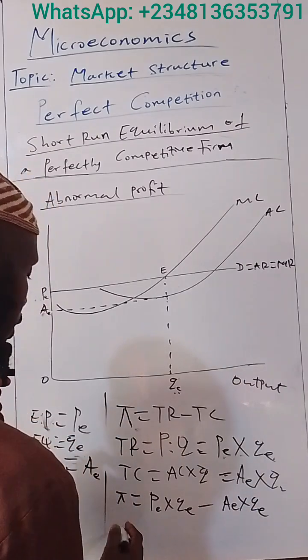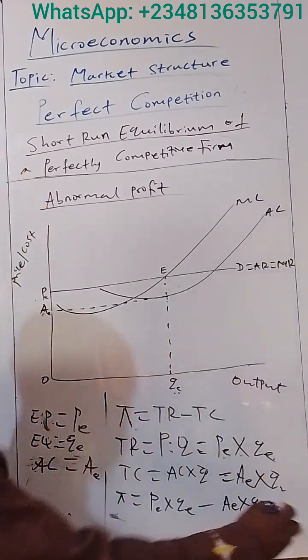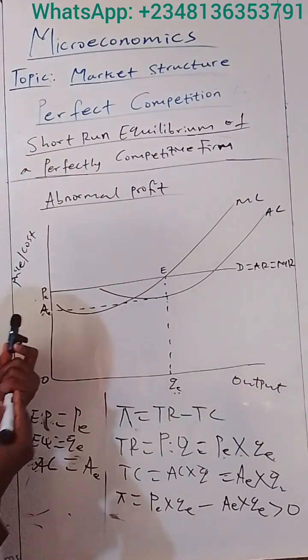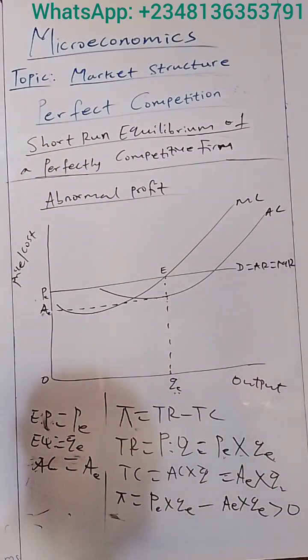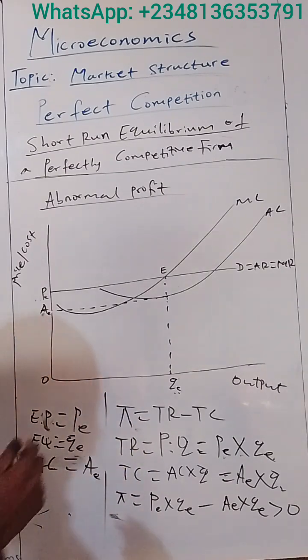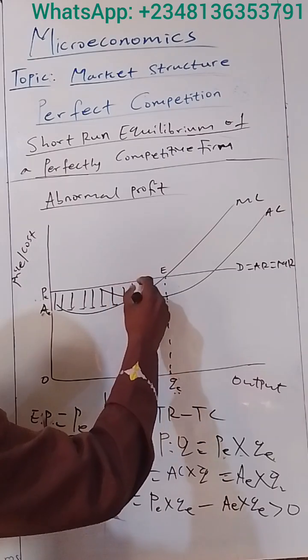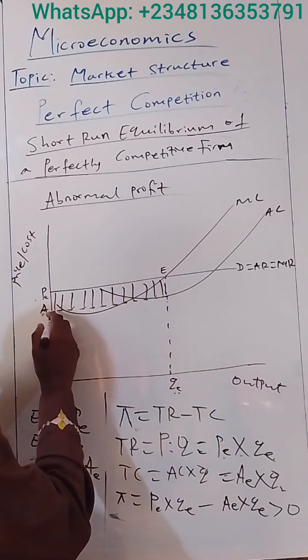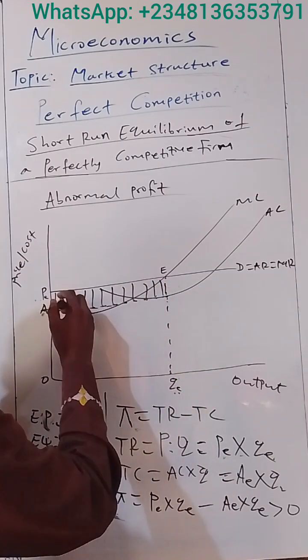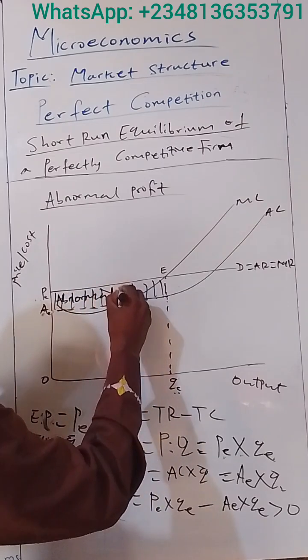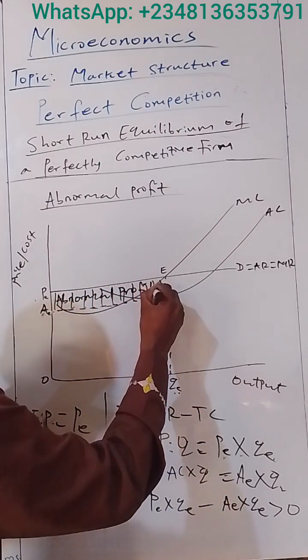So this is the profit. And we find this profit is going to be greater than 0, that is, positive. Whenever we get a profit that is positive, we call it an abnormal profit. You can see this rectangular shaded area. We trace it down. It is what represents what we call the abnormal profit of the firm.